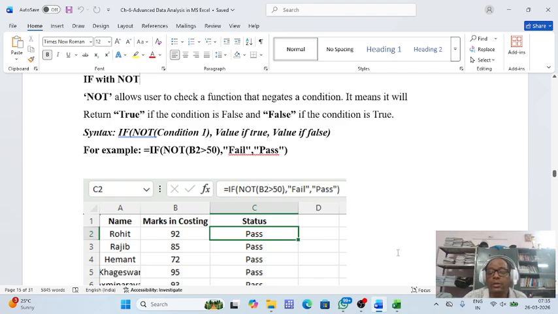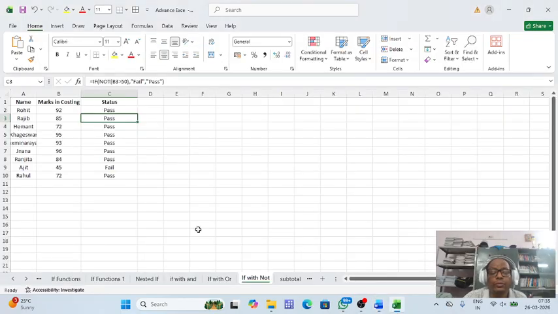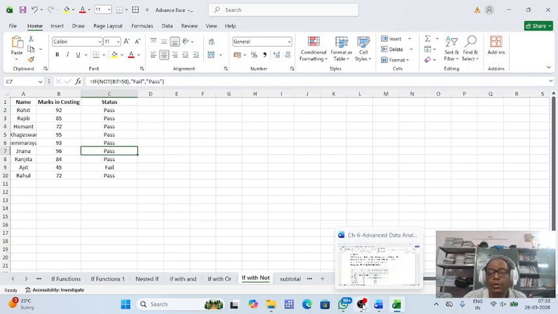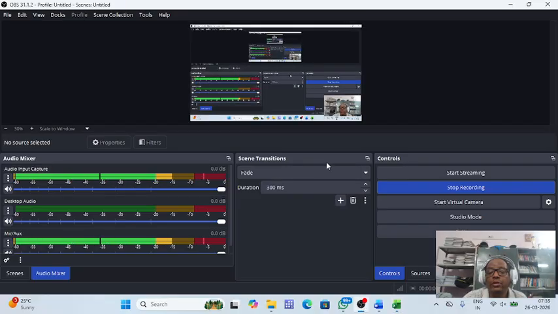Okay, again you can see that here also, IF NOT. Okay, so if B2 is greater than 50, then it is pass. If B2 is not greater than 50, then it will be fail. Okay, so this is how it has been done. IF NOT. So I hope the IF function is clear. There are other functions also. We will discuss them in the later classes. Thank you.